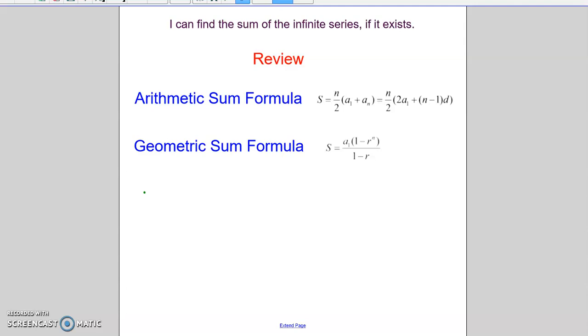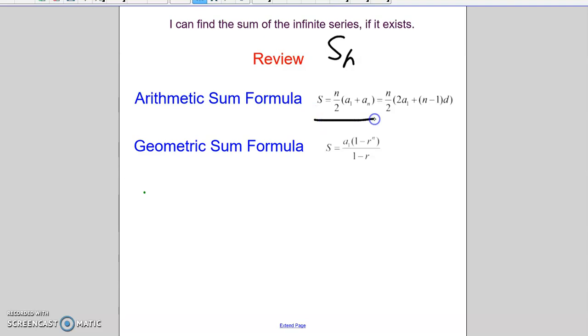But before we get to that, let's look at some formulas for the sum of an arithmetic series and the sum of a geometric series. So we've seen these before, and these are all partial sums because we're ending at a specific n value. So we could also write this as S sub n here.